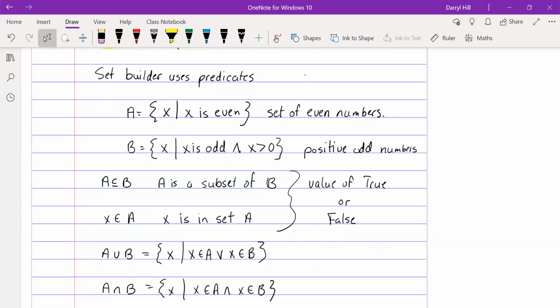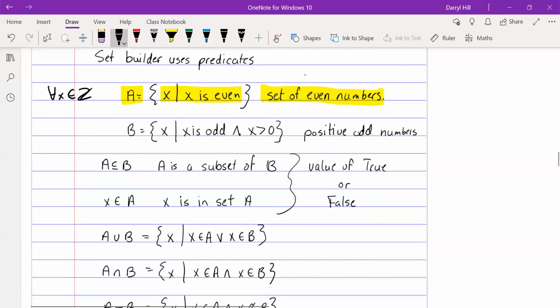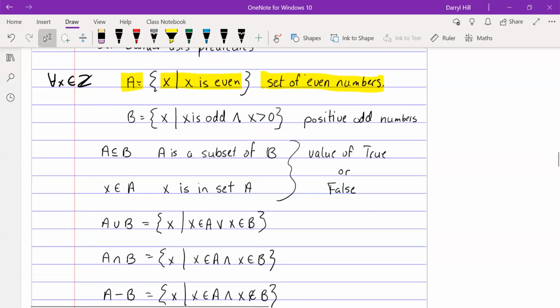We can use set builder notation to define sets. So we use predicates. So a set A could be {x | x is even}, all the values that are even. So this is the set of even numbers. And typically, you can often figure out the universe of discourse from the context. But if you were really going to be a stickler about it, we should say for all x an element of the integers, for instance. Actually, even if you use the real numbers, the even numbers are still part of the real numbers. So you would need some superset of the integers.